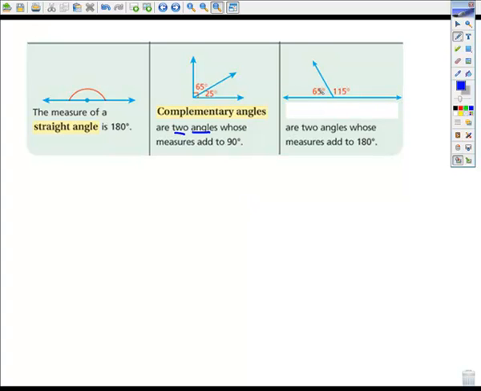Next, we have these two angles. Together they form a straight angle, so they form 180 degrees. 65 and 115 is 180. And these are called supplementary angles. Supplementary angles. And again, it's two angles whose measures add to 180 degrees.